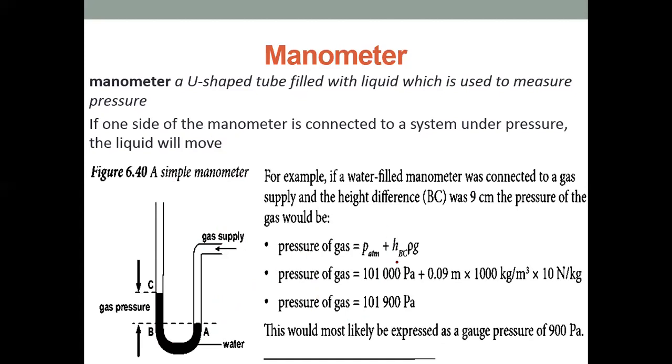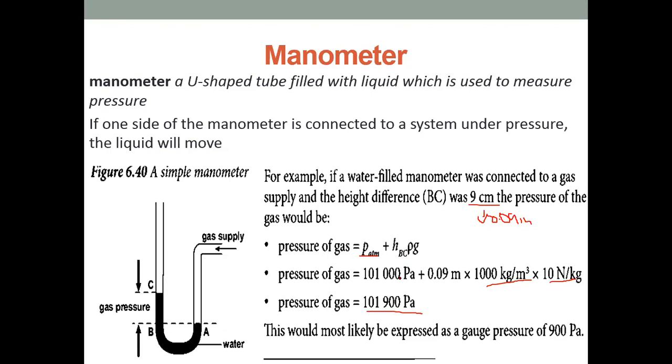So here there is an example, as you see on the right part. Pressure of gas. If a water-filled manometer was connected to a gas supply, the height difference BC over here is going to be 9 centimeter. The pressure would be, so we have atmospheric pressure again, 101,000. We have to convert this 9 centimeter into meter, which is going to be 0.09 meter. We know that the density of water is 1,000 kilogram per meter cubed, and we are going to take g as 10 Newton per kilogram. When you do this, you are going to find the pressure of the gas, 101,900 Pascal.